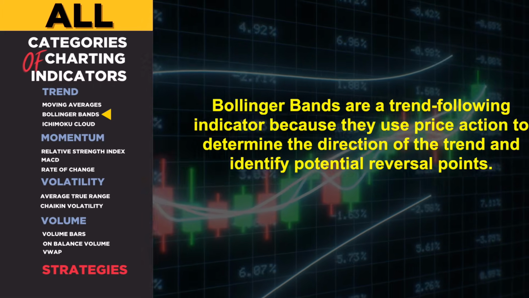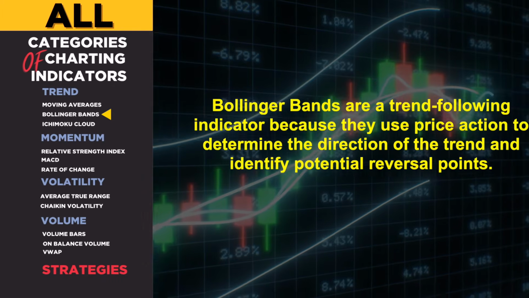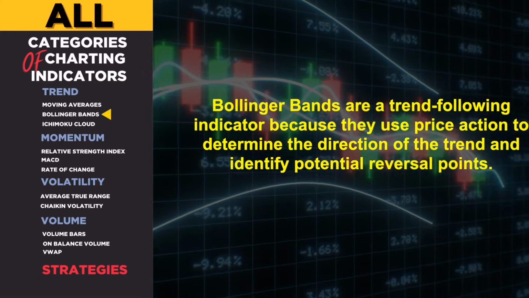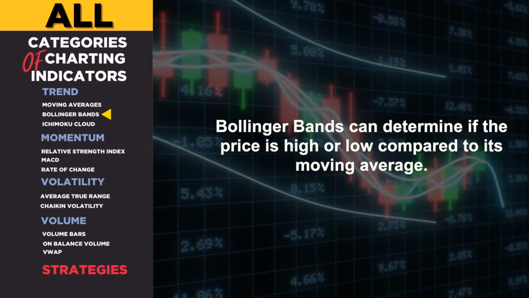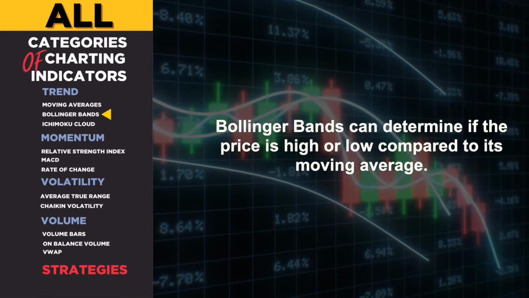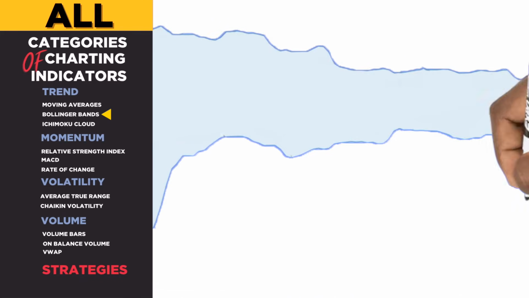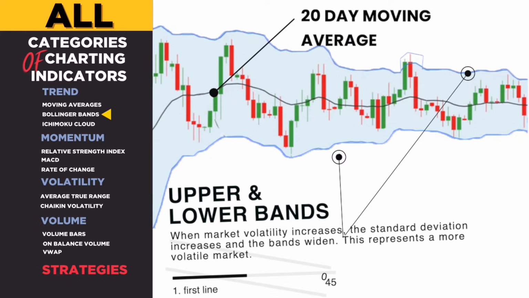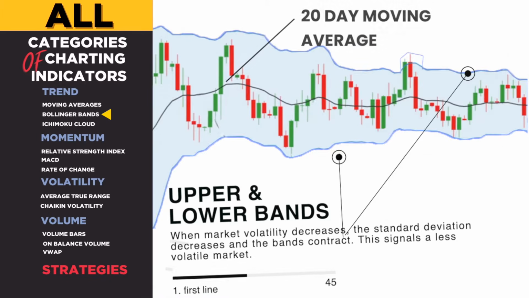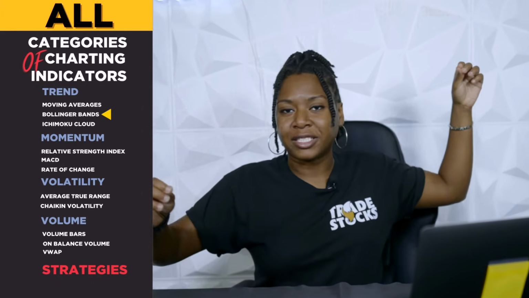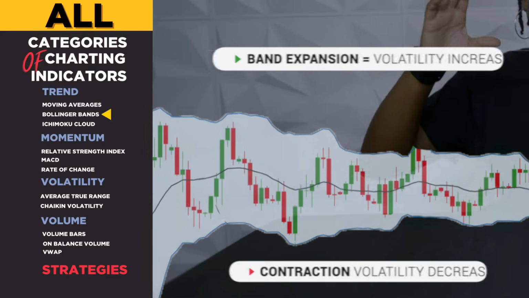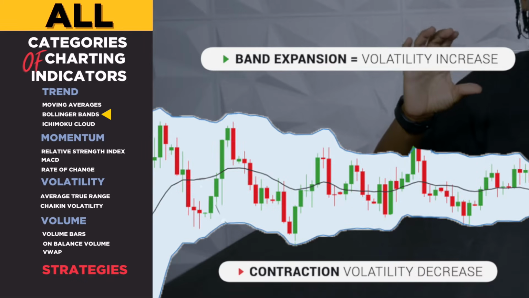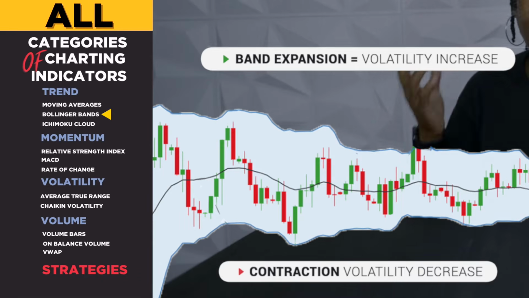Bollinger Bands are a trend following indicator that use price action to determine the direction of the trend and also highlight potential reversal points. Bollinger Bands can determine if the price is high or low compared to its moving average. It's made of 3 lines. The middle band is a moving average and the upper and lower bands represent 2 standard deviations away from that middle band, and they represent volatility. Think about it like a rubber band that stretches and contracts based on the market conditions. So the relationship between the price and the bands is one of the most important aspects of the Bollinger Band.